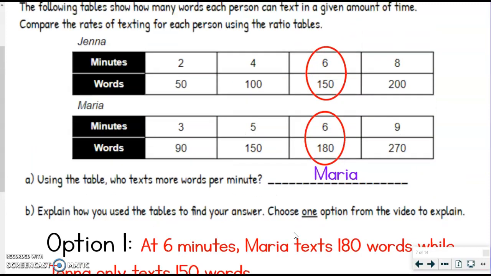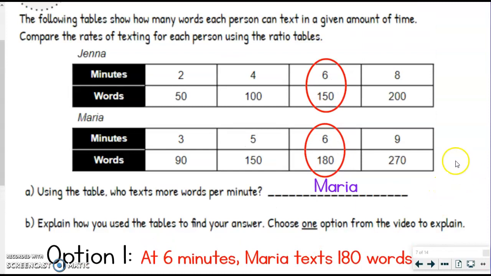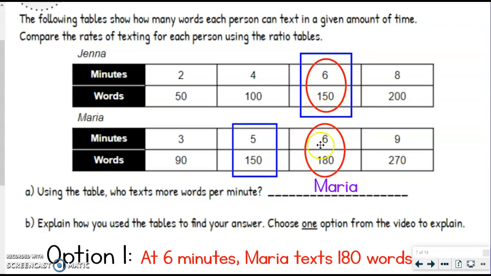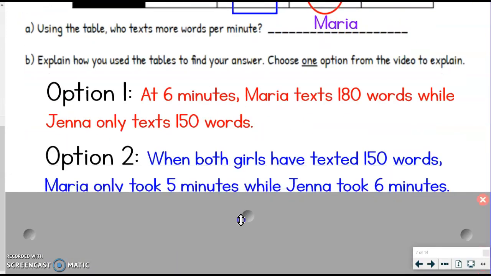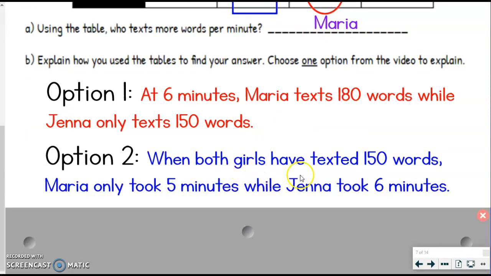Another thing I was noticing is that if you look now at the words, you can see that right here where Jenna has 150 words, Maria had 150 words here. So in this case, when they've texted the same amount of words, both 150 words, Maria was able to text 150 words in only 5 minutes, while Jenna had to text them in 6 minutes. So it took Jenna longer to text 150 words than Maria. So that means Maria's faster, which we already knew from the last explanation, but this is another option on how to explain it. So option 2 is when both girls have texted 150 words.